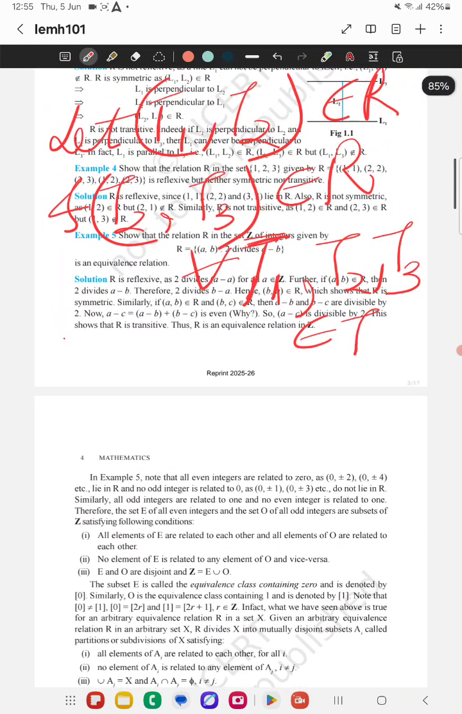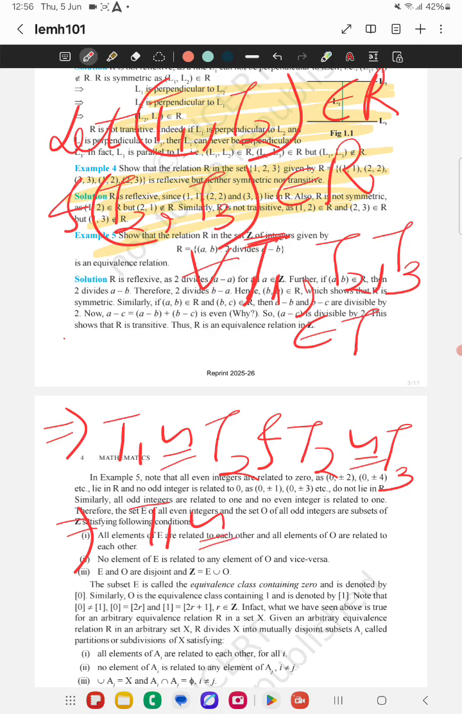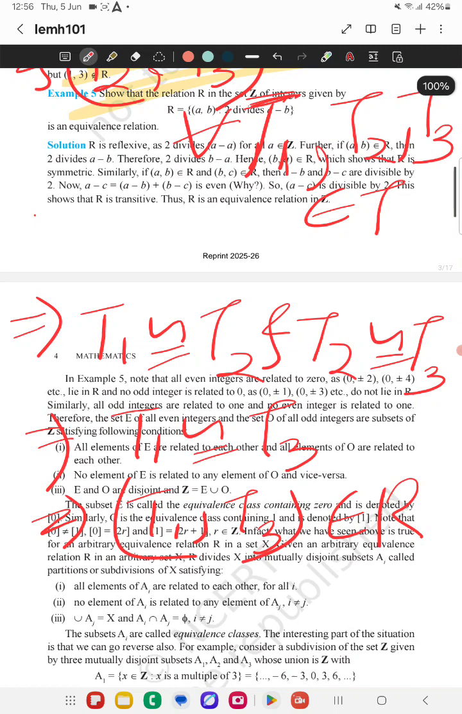So if (T1, T2) belongs to R, what does it mean? It means T1 is concurrent to T2, because this is how the relation is defined. And if (T2, T3) belongs to R, it means T2 is concurrent to T3. So if T1 is concurrent to T2 and T2 is concurrent to T3, this implies T1 is concurrent to T3, implies that (T1, T3) belongs to R.